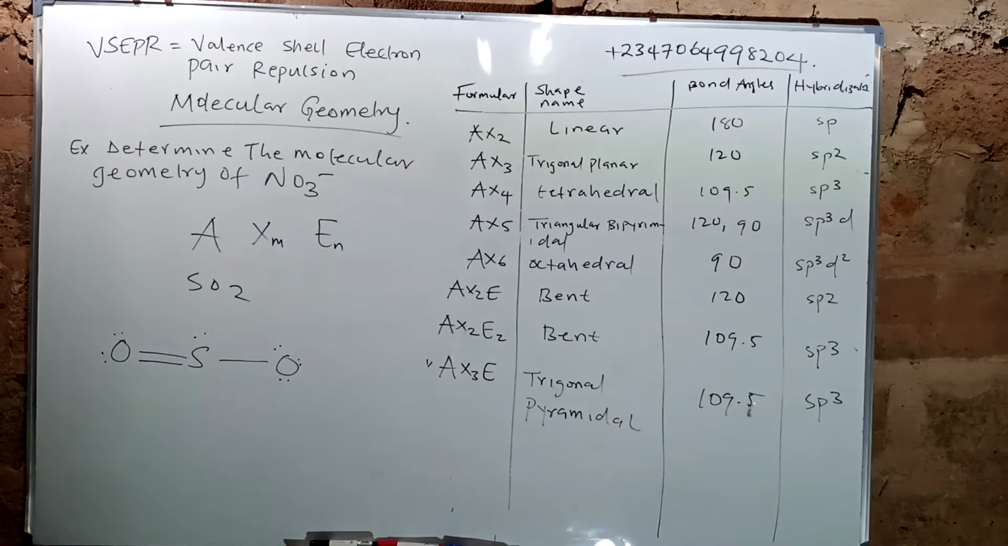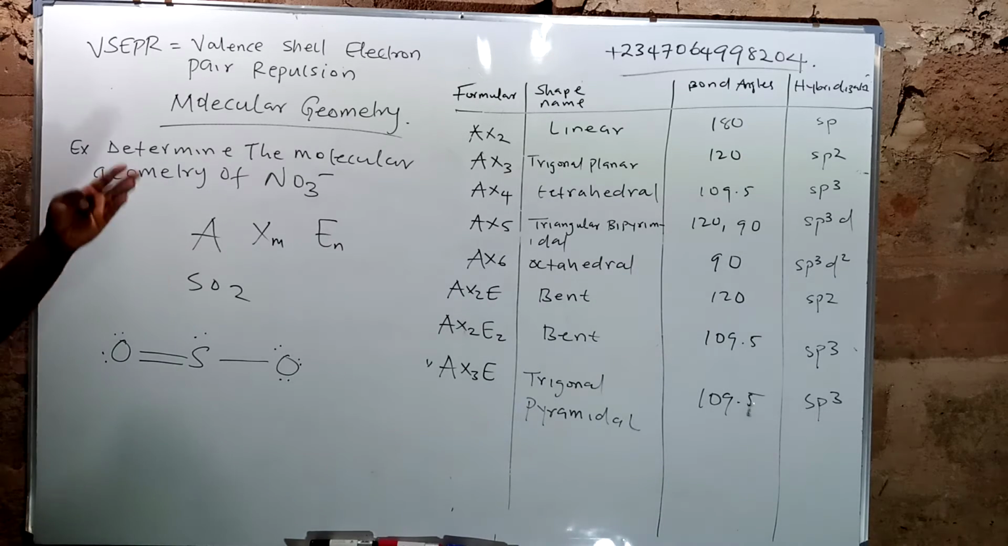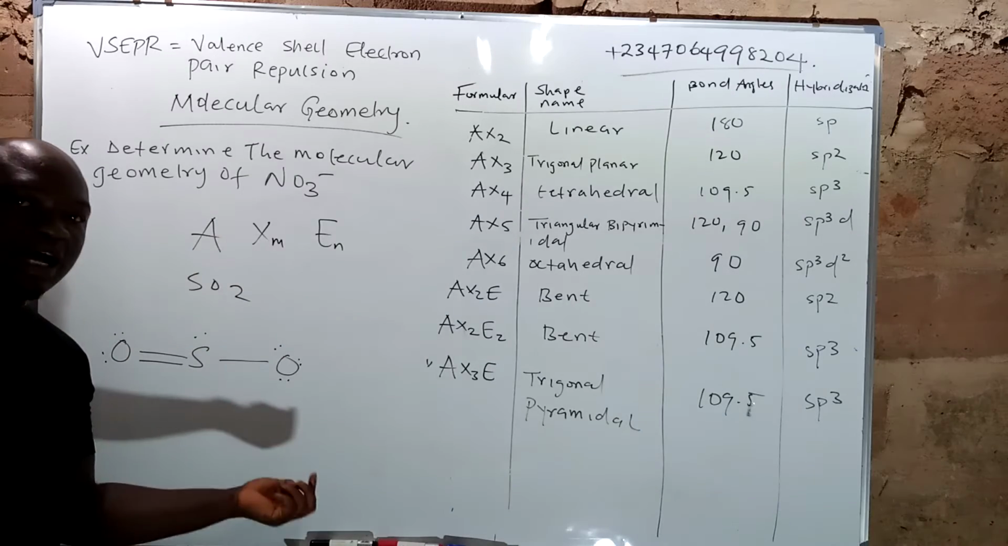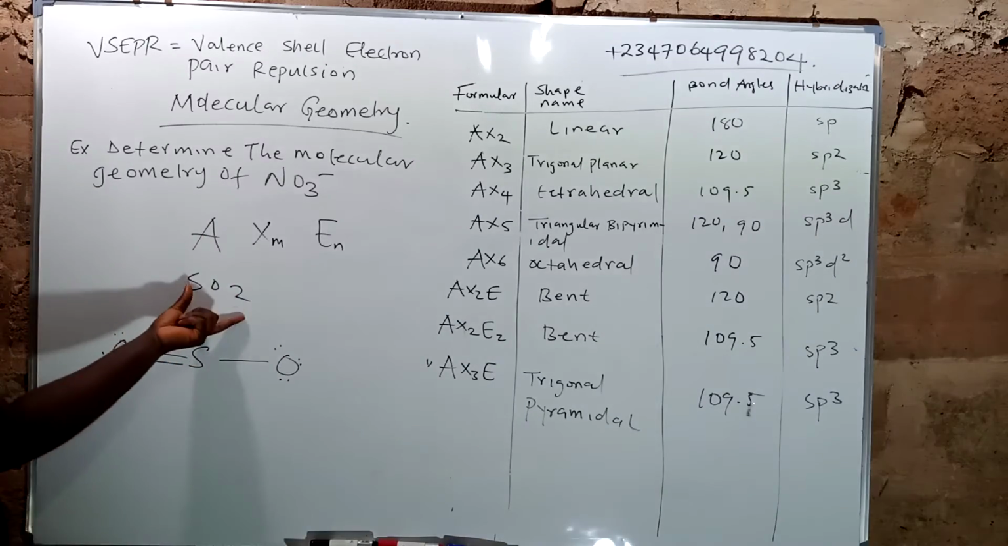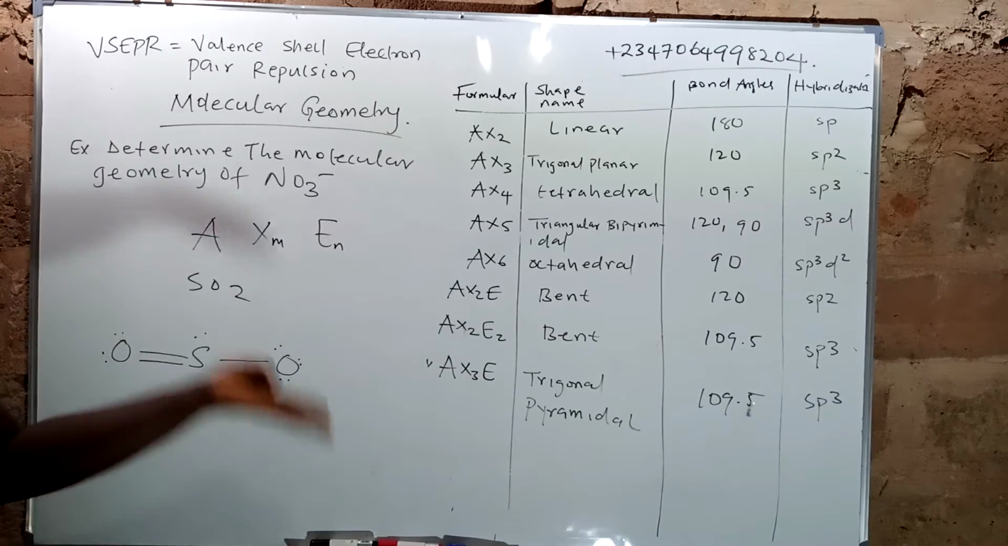Now this is the Lewis structure of SO2, right? Now I want you to determine the molecular geometry, the bond angle, and the hybridization of SO2.